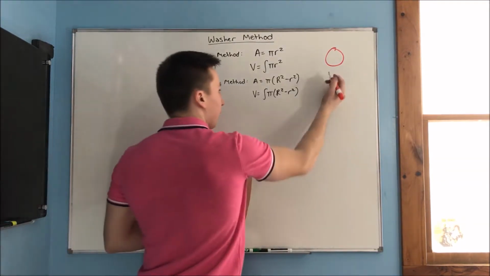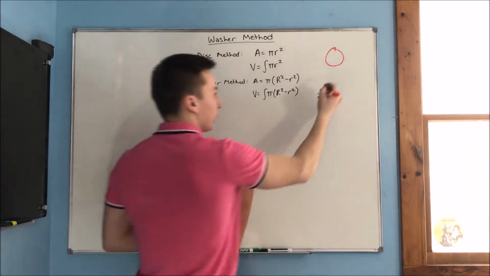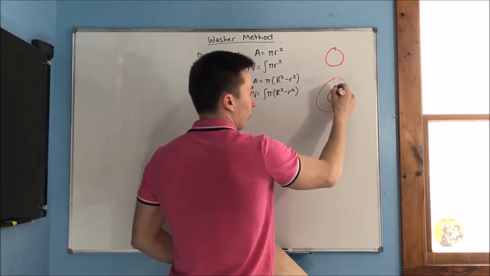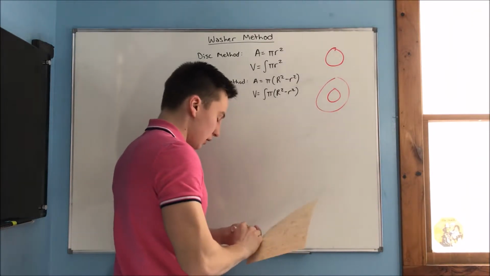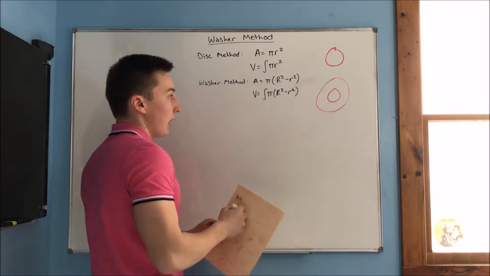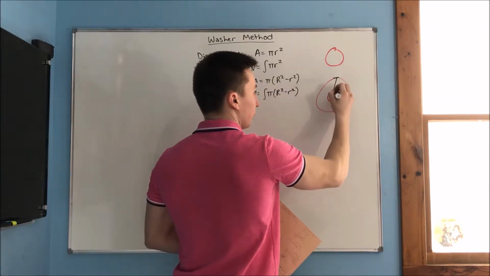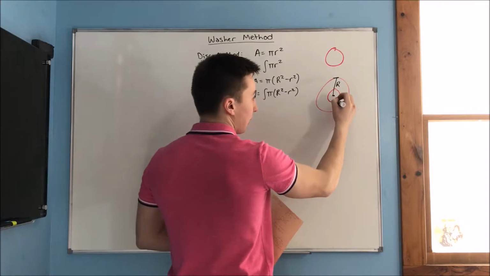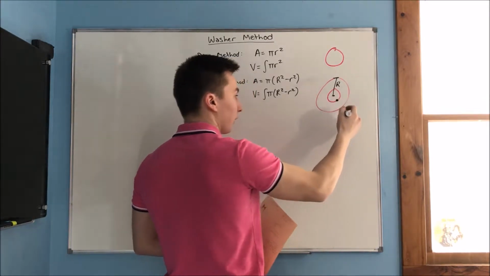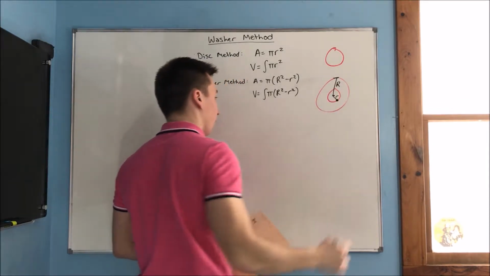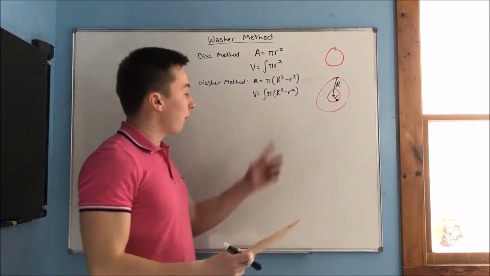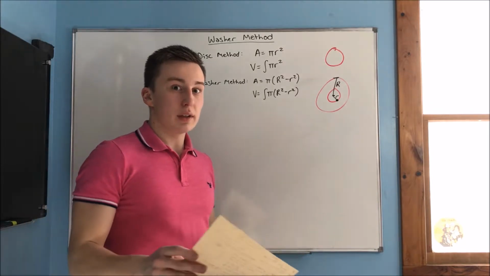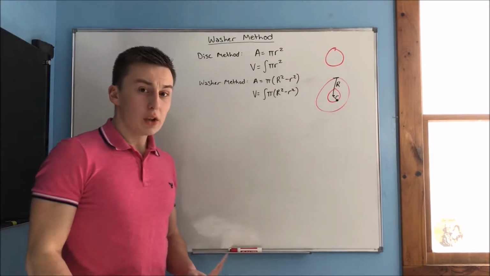So now we have our disk, and we need our washer. Our washer has two radii, as I mentioned before. We have our first one, our big R, which is the distance from our outer point to the center. Then we have our little r, which is the distance from our smaller circle to the center. So now we just need to find what the big R squared and the little r squared are, and that's it. That's literally the only addition with the washer method. Alright, so let's do some examples.